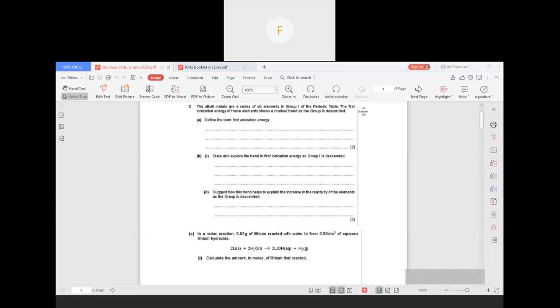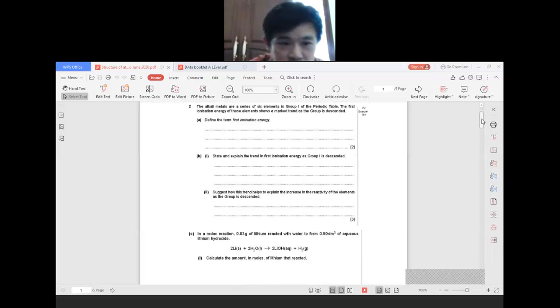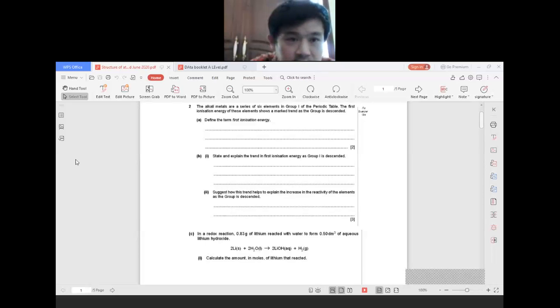Yes. Now, for the 23rd, I've prepared 5 pages. The alkali metals are a series of 6 elements in group 1 of the periodic table. The first ionization energy of these elements shows a marked trend as the group is descended. Define the term first ionization energy. What is the term of the first ionization energy?